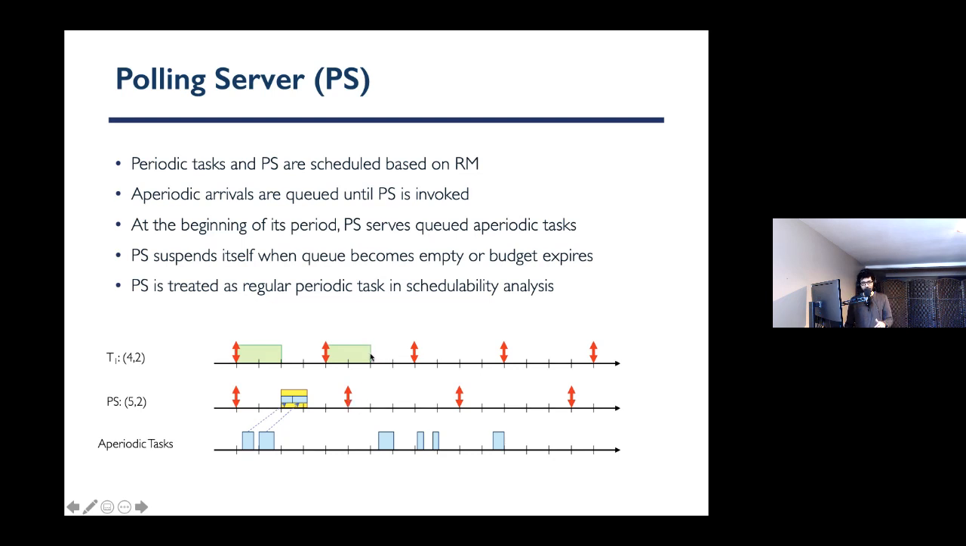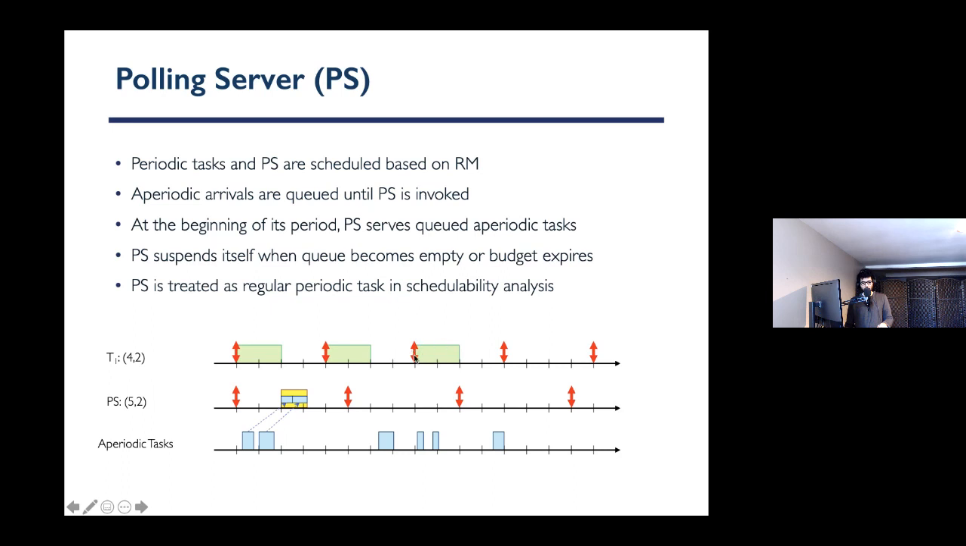Now, at this time, this PS task or PS job gets scheduled. It looks at its queue. There is no aperiodic task in the queue, so it just goes from budget 2 to budget 0. It says I don't have any tasks, so I'm done with this period. So basically the task dies, if you wish, or the job dies. So with this period, I have no other PS job.